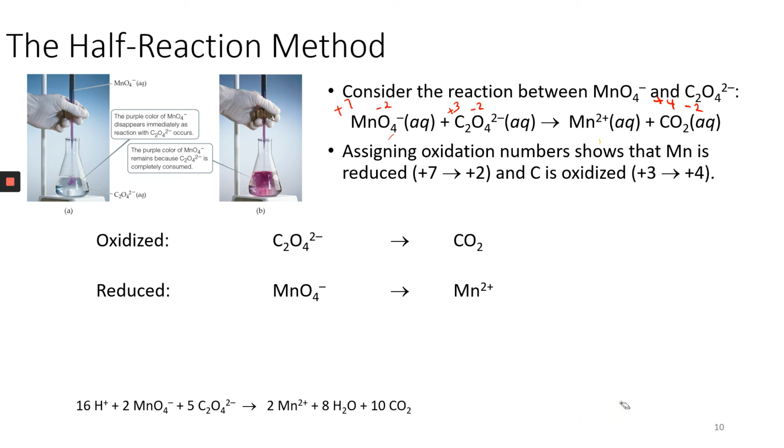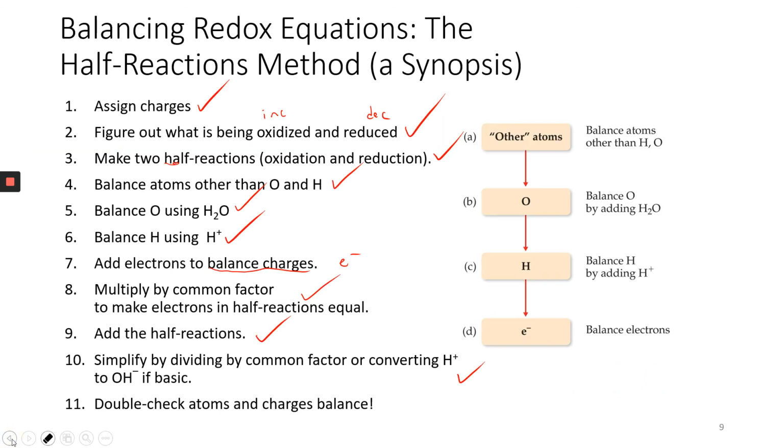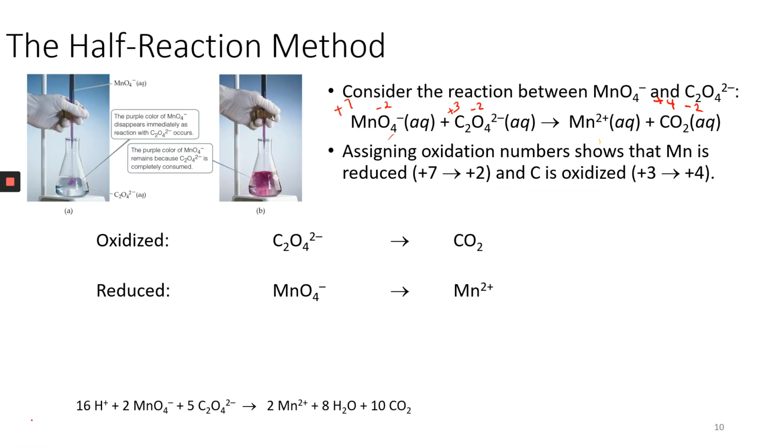Do you remember what step 2 was? If not, let's go back. Assign charges. We did that. Now it says figure out what was oxidized. So whose charge increased? So Mn went from +7 to +2. That did not increase, that decreased. But carbon went from +3 to +4. So that oxidized. So now you're going to write the compounds that have carbon in it down here. So I did it already.